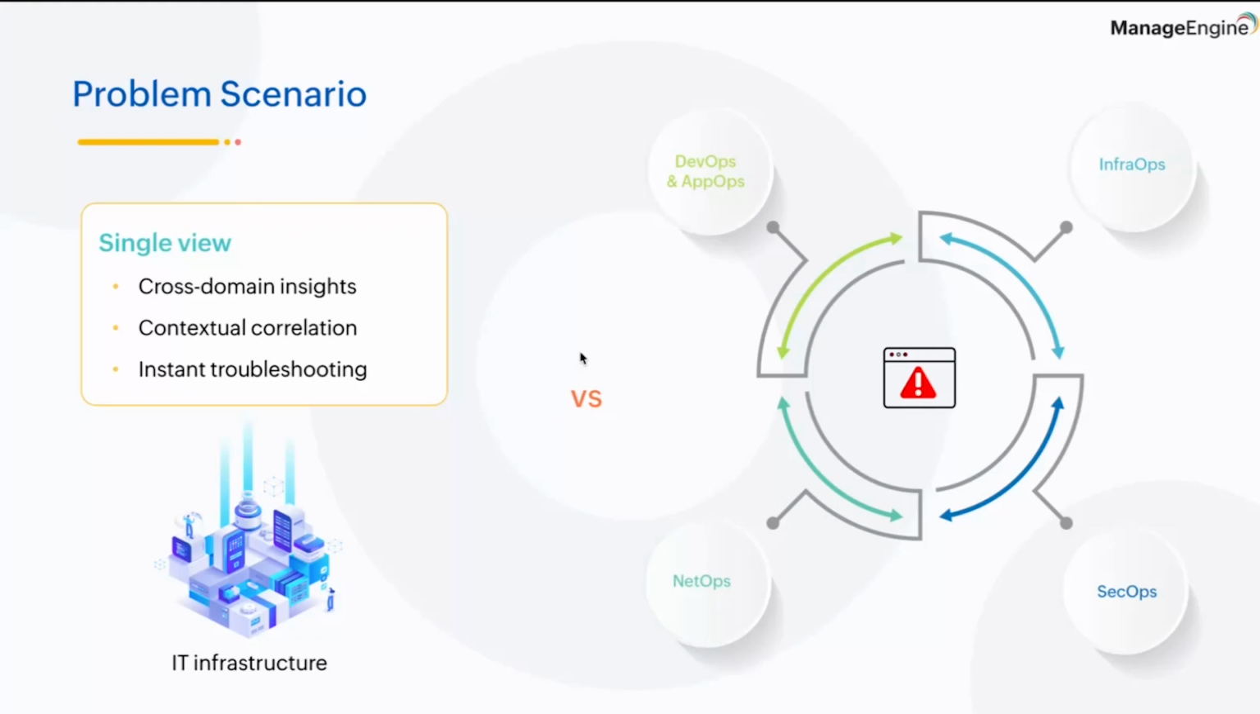So often these teams end up blaming each other. The DevOps team blames the InfraOps team, which blames the SecOps team, which blames the NetOps team, and NetOps blames the AppOps team again. So the cycle just continues without actually resolving the issue at hand.